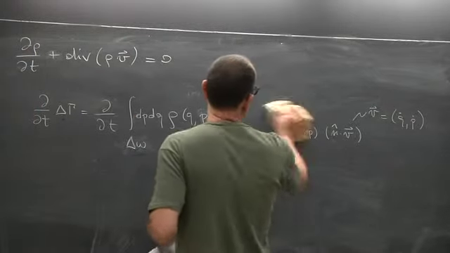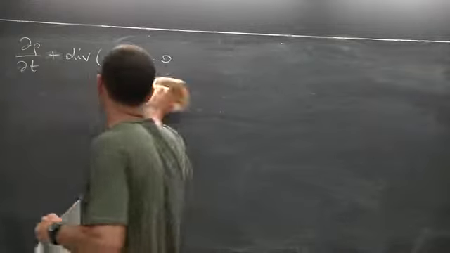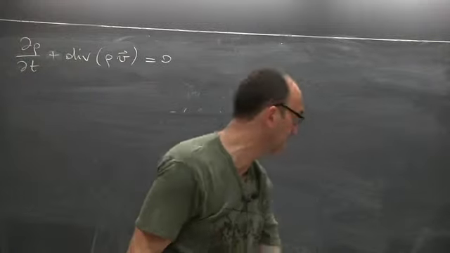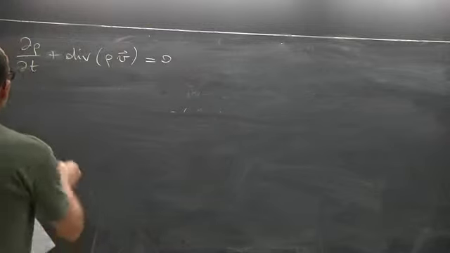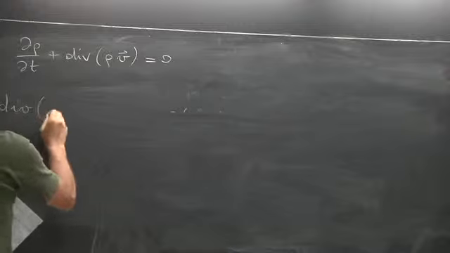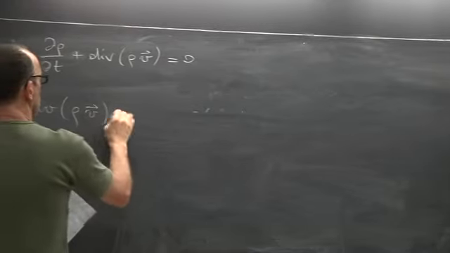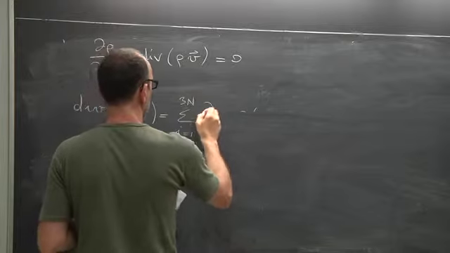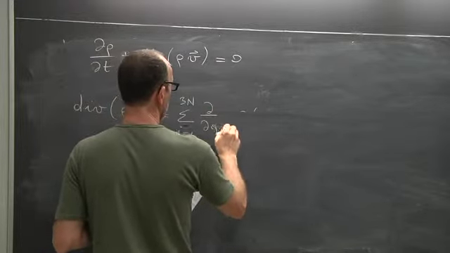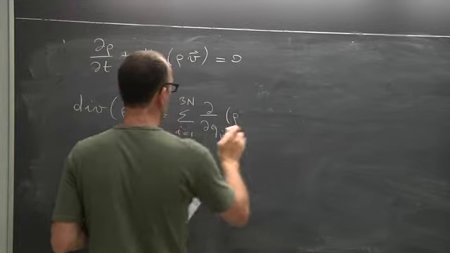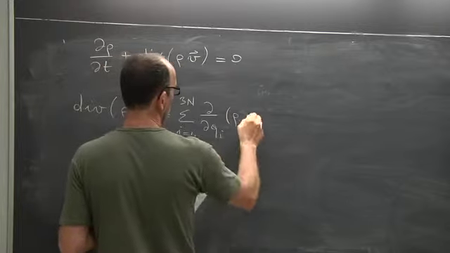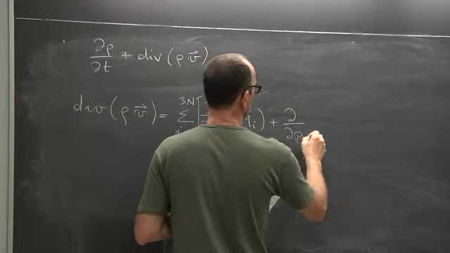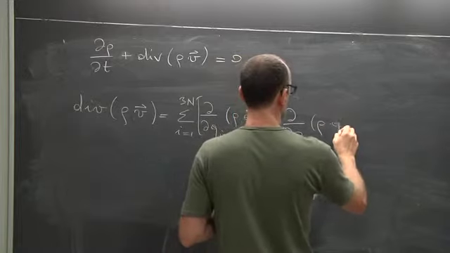So what is this divergence here? This divergence is computed over all the coordinates. If I write it explicitly, this is the sum from i equals 1 to 3N of the derivative with respect to q_i of rho times the component of the velocity on q_i, which is q_i dot, plus the derivative with respect to p_i of rho times p_i dot.